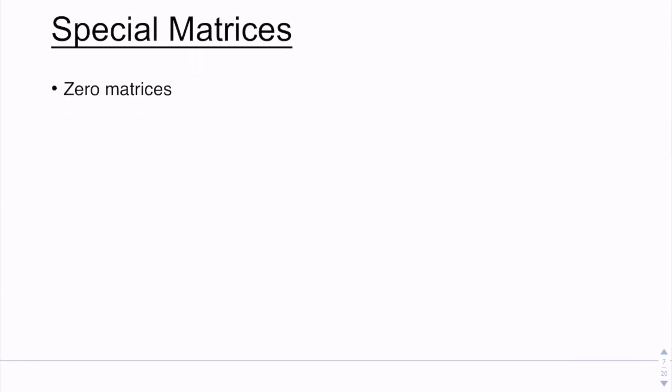The second type of matrices we are studying is matrices whose elements are all zero. So we call this matrix a big zero, m times n. That means this is a matrix that contains all elements equal to zero.